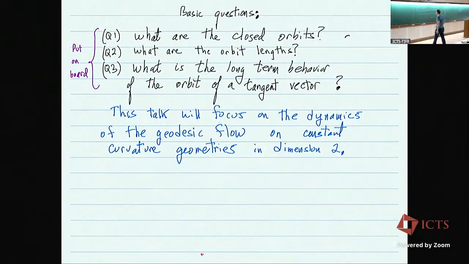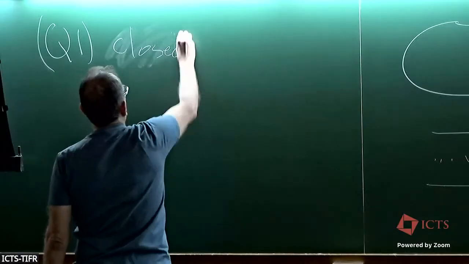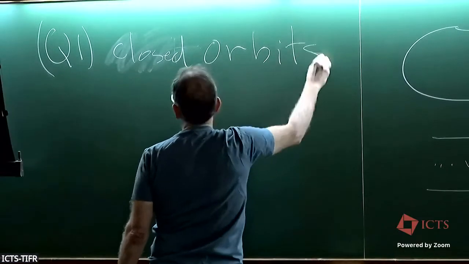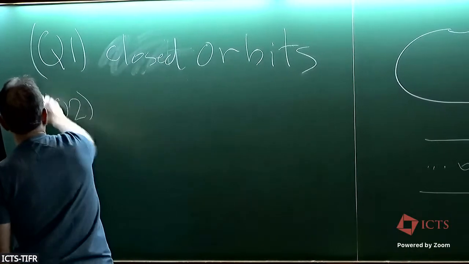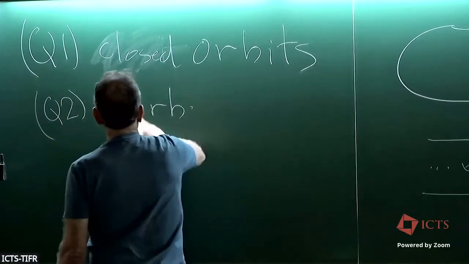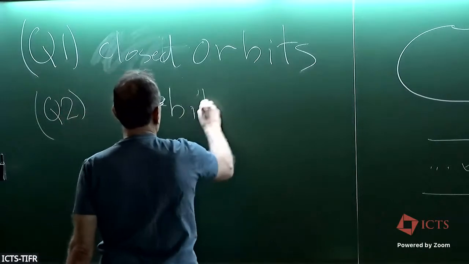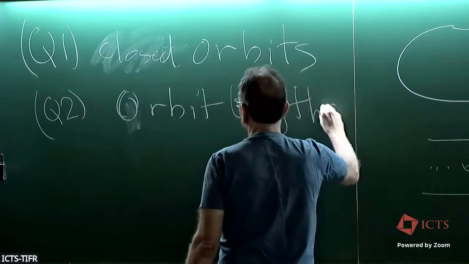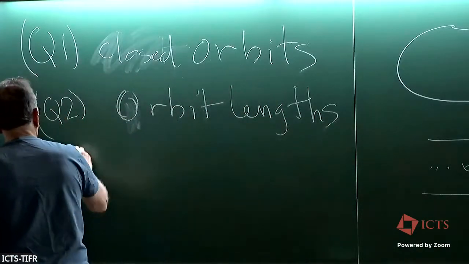So let me just write these here. The first was closed orbits. The second question is about orbit lengths. And the third was long-term behavior.